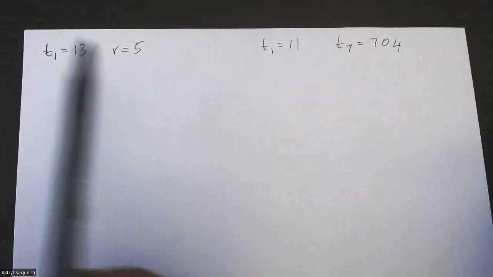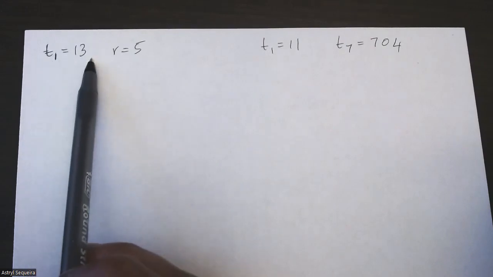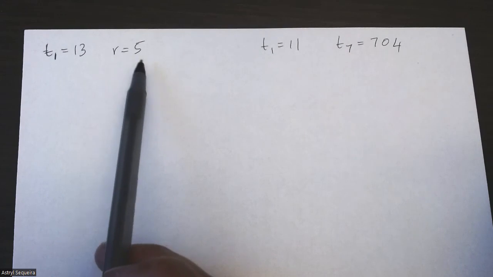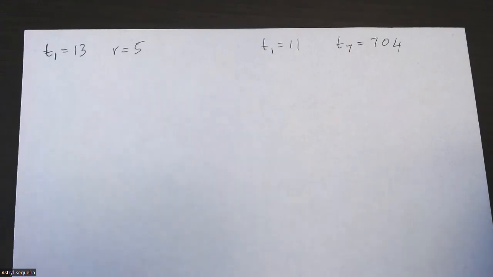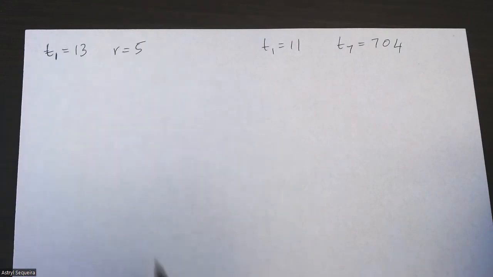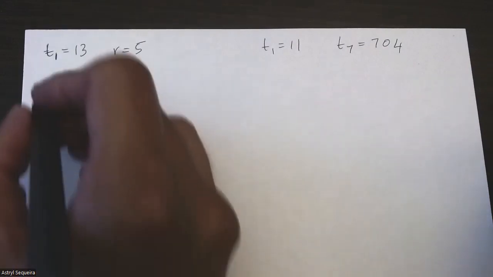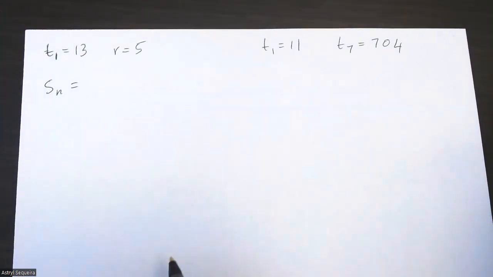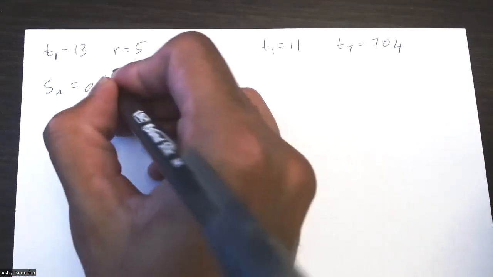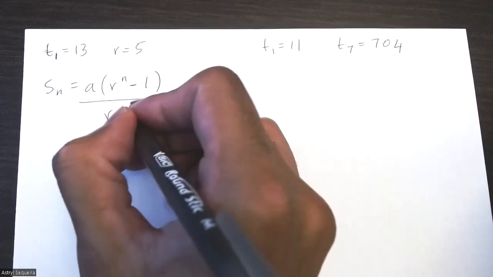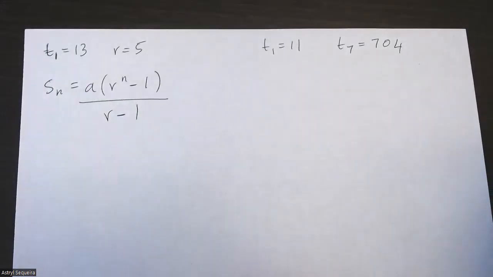All right, so in this question, we're given that the first term is 13 and the common ratio is 5, and we need to find the sum of the first 7 terms of this geometric series. So we're going to use our sum equation for geometric series, which is Sn equals a(r^n − 1) divided by (r − 1).